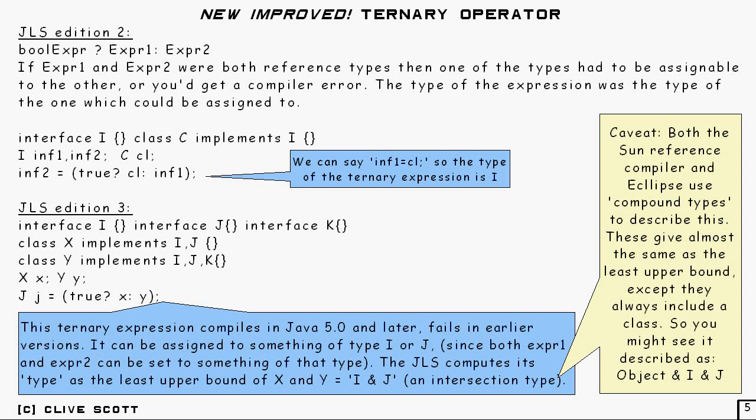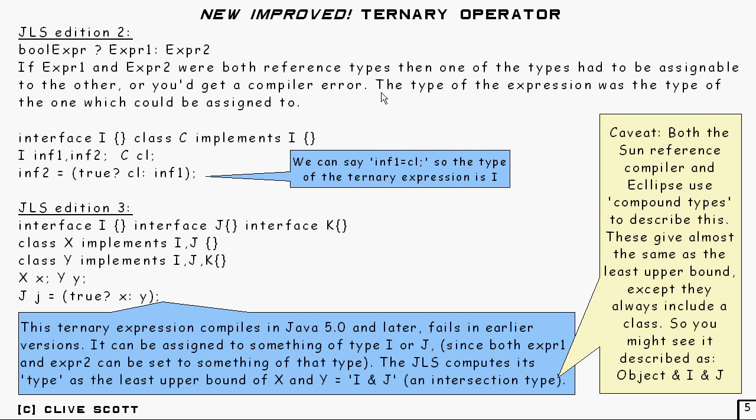This is how the ternary operator used to work under the old version of the language. That's the Java Language Spec Edition 2. If expression 1 and 2 were both reference types, then it had to be the case that one of the types had to be assignment compatible to the other, or you'd get a compiler error.